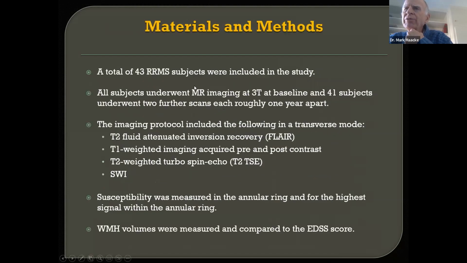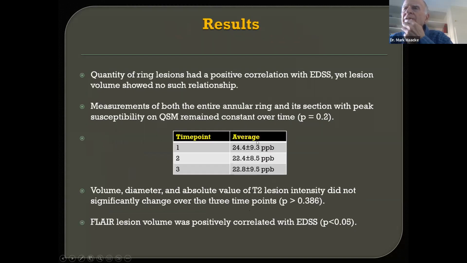So we had 43 subjects who were included here. 41 of them got 2 more scans 1 year apart, so a total of 2 years apart. And this imaging protocol included FLAIR, pre and post contrast, T2 weighted imaging, and SWI. And so we could use SWI to try and look for these ring lesions or annular rings, and then compare those to the white matter hyperintensities. And what we found is that there was a correlation with the number of ring lesions with EDSS, but the lesion volumes didn't show this correlation.